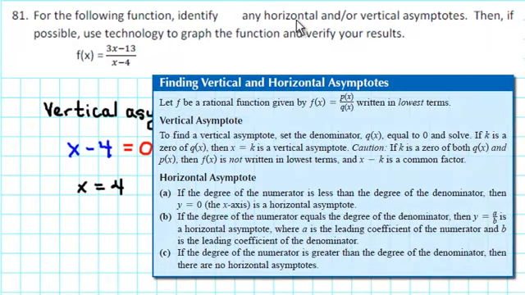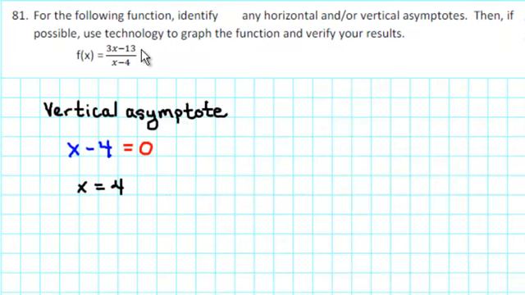To identify any horizontal asymptotes, we'll compare the degrees of the numerator and the denominator. If the degree of the numerator is less than the degree of the denominator, then the x-axis, or y equals 0, is the horizontal asymptote. If the degrees of the numerator and denominator are the same, then y equal to the ratio of the leading coefficients is the horizontal asymptote. And finally, if the degree of the numerator is more than the degree of the denominator, then there is no horizontal asymptote.